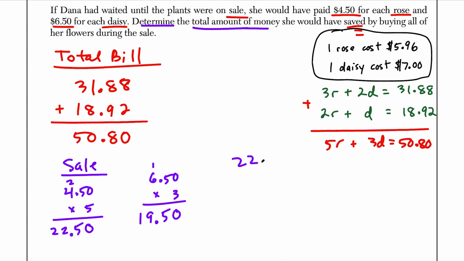So if we add these two together, that's $22.50 plus $19.50. This tells us how much she would have spent during the sale. So this will give us 0 when we add. 5 plus 5 is 10. Carry the 1, that gives us 12. Carry the 1, and we get $42 exactly.